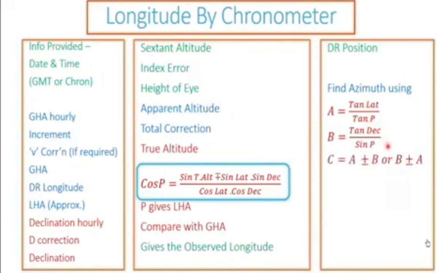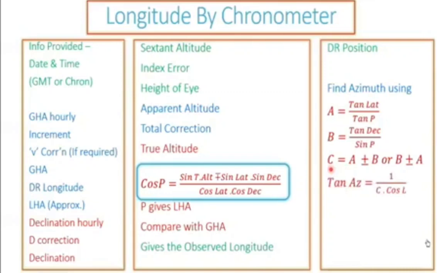And once we get A and B, combining A and B together gives us the value of C. By combining, I mean they could be added or subtracted. If they are both of the same name, both are added up and the name is retained. And if they are of opposite names, then the smaller value is subtracted from the bigger value and the name of the bigger one is retained for C.